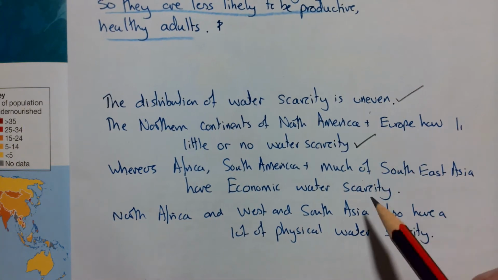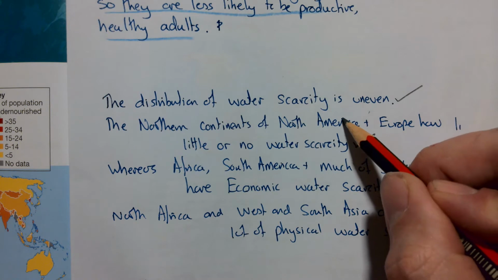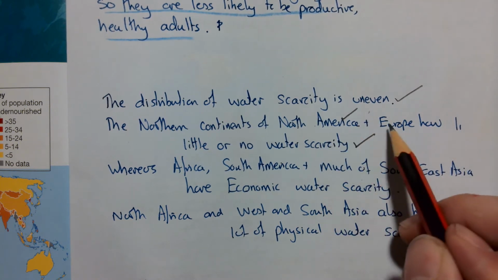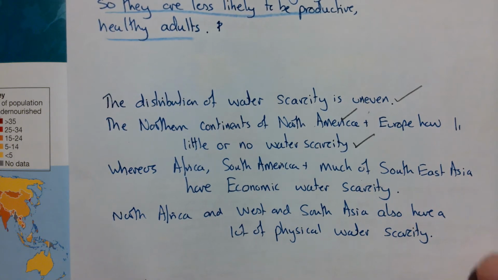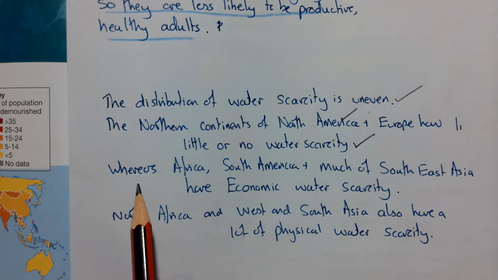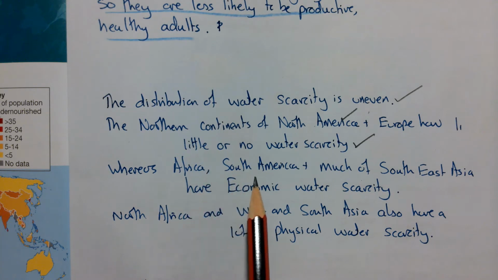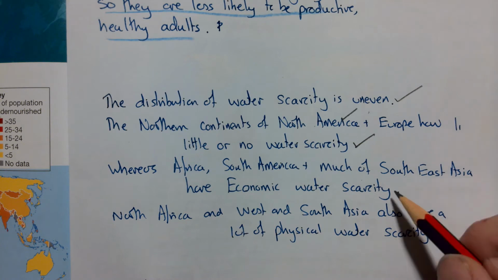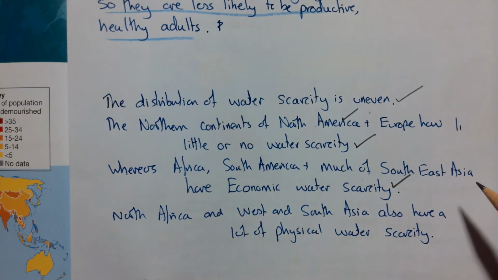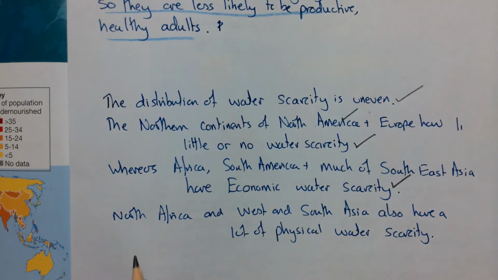That would be another mark, and probably I would get a mark for referencing specific areas. So I'm already at my 3, but to be safe, it's useful to finish it off and say, whereas Africa, South America, and much of Southeast Asia have economic water scarcity. Definitely there now, but just to show off, I said that North Africa and West and South Asia also have a lot of physical water scarcity. I think it's important to mention it because it's clearly on the key.